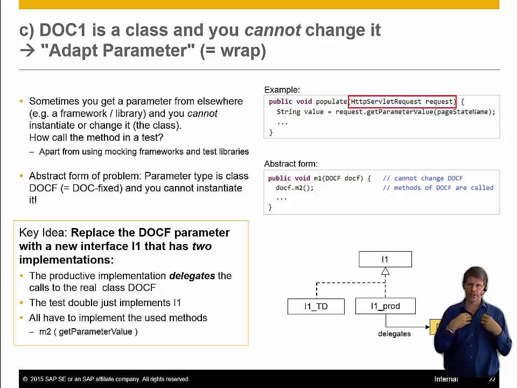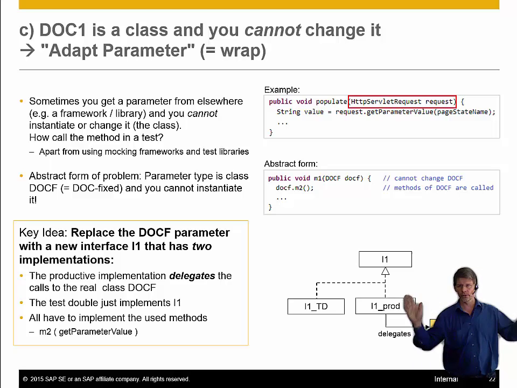But for your test, you want to call it directly, which means you have to supply this parameter. And what is the abstract form? Well, we can say we'll call it doc-fixed. You cannot instantiate it because it's really complicated. If you look at the servlet request, it has like 100 methods on it. And you don't know what it's doing, and it depends on a million things from the session and the server and whatever. So let's say you can't do that.